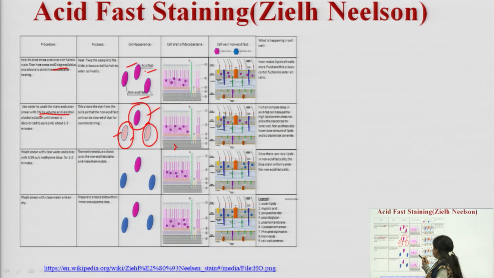The main reason is again the structure of the cells. Acid fast bacteria have mycolic acid, peptidoglycan, and a high lipid content, due to which the primary stain will be retained within the acid fast bacteria, whereas the non-acid fast will get decolorized. As you can see in this diagram, the primary stain will be retained throughout.